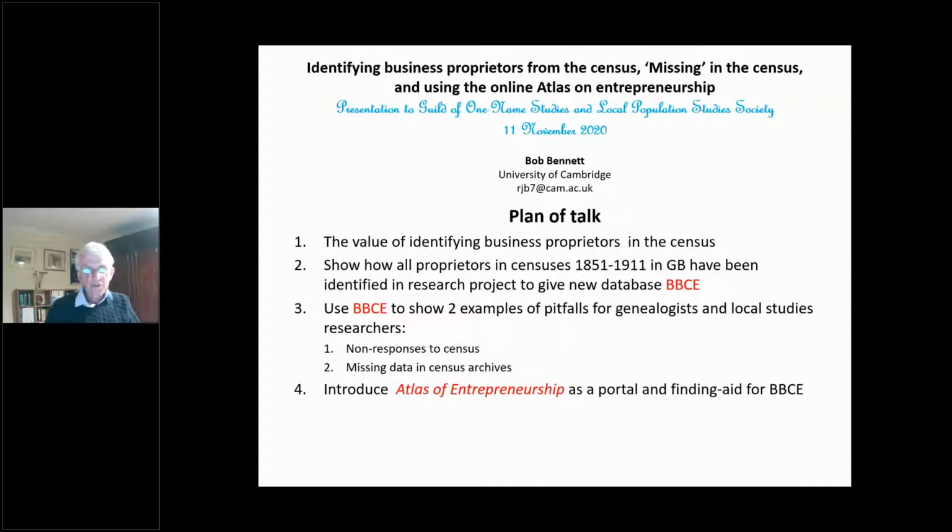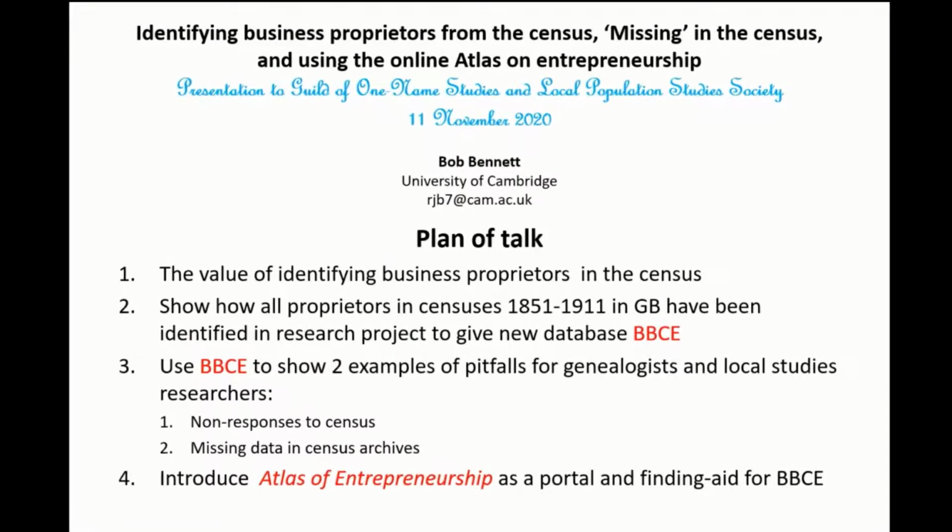And so what I want to talk to you about tonight is the potential of identifying business proprietors in the census. That's what I'll do first. Then show how that's done as a second element of what I want to present. And this introduces you to the new database, this British Business Census of Entrepreneurs, BBCE as we've called it. Then I want to use 2 examples from the BBCE of the sort of pitfalls and issues that arise in doing this sort of work, which are of value and interest to genealogists and local studies researchers.